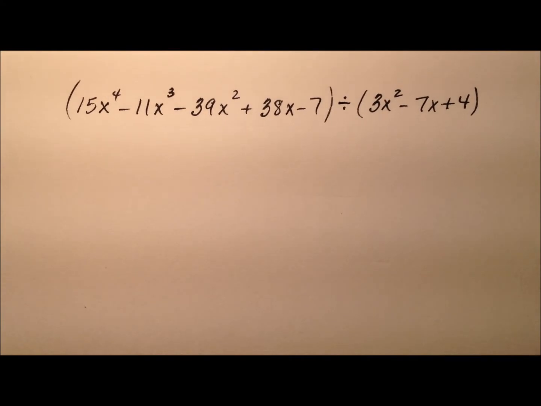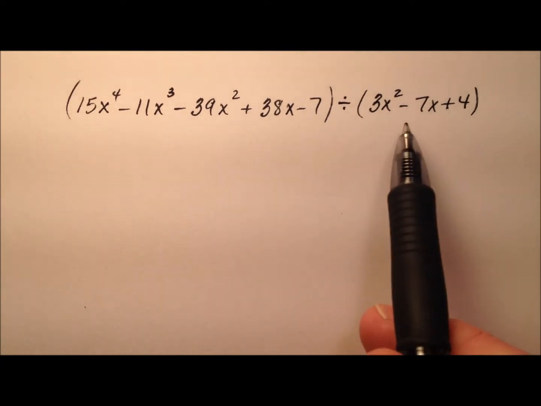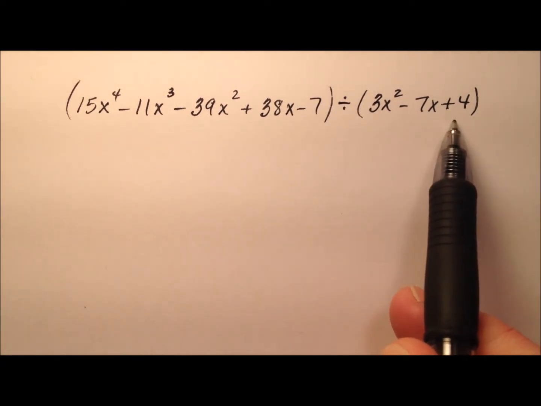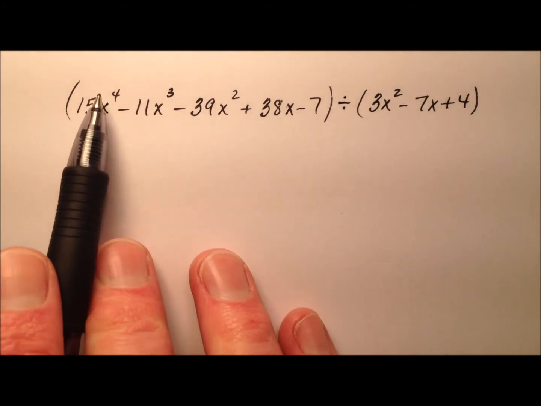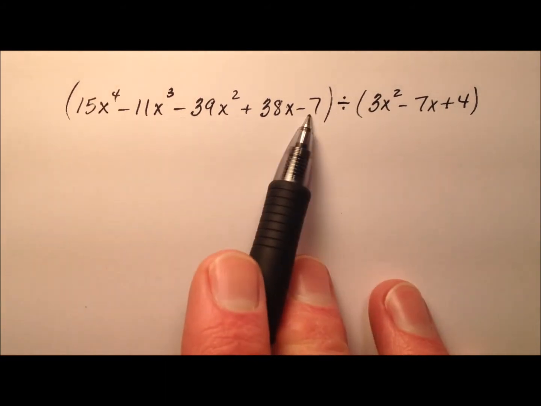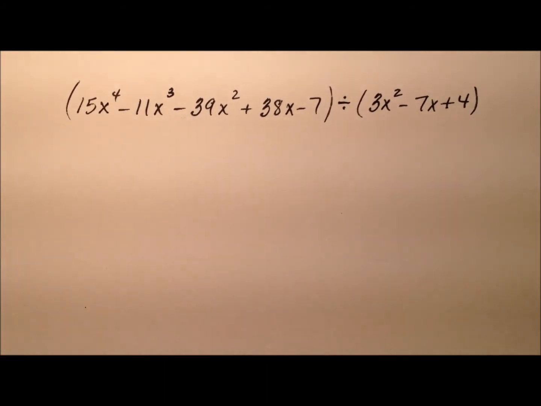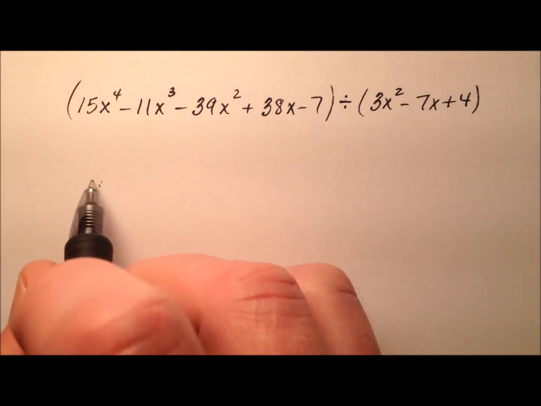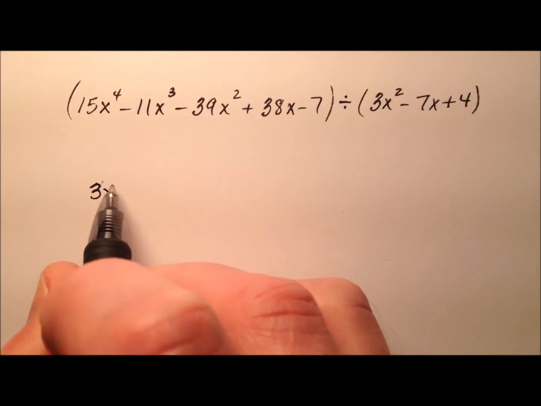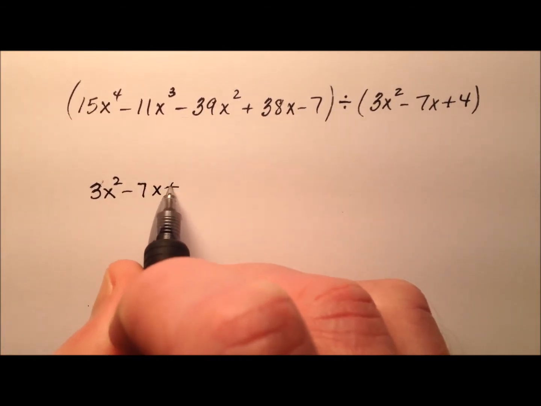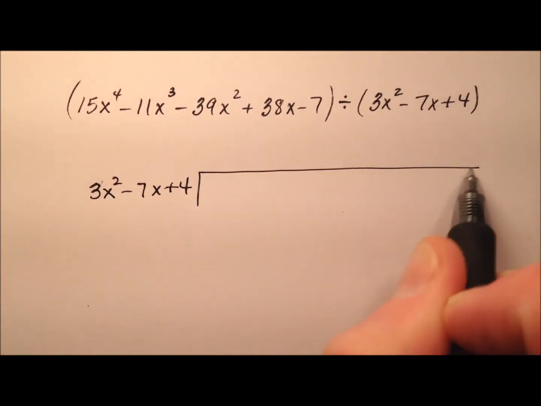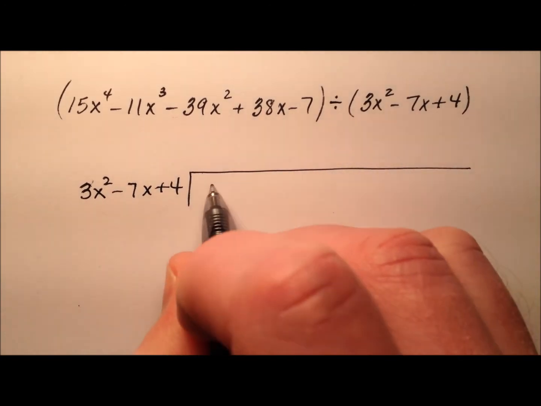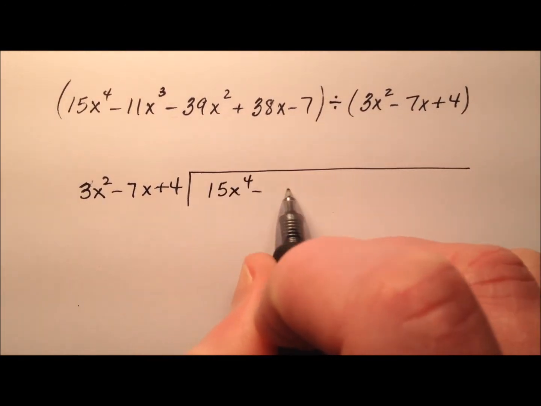In this video, I want to give you a quick introduction to what it looks like when you're using long division for polynomials to divide by a quadratic trinomial. So here we have our quartic polynomial with 5 terms, and we're going to divide it by this quadratic trinomial. We use this standard algorithm, so I'm going to write 3x squared minus 7x plus 4, which is the divisor, out front. And then inside the bar, I'll write my polynomial.